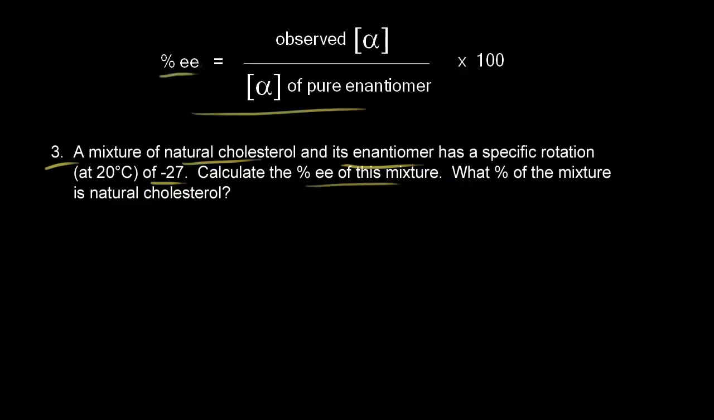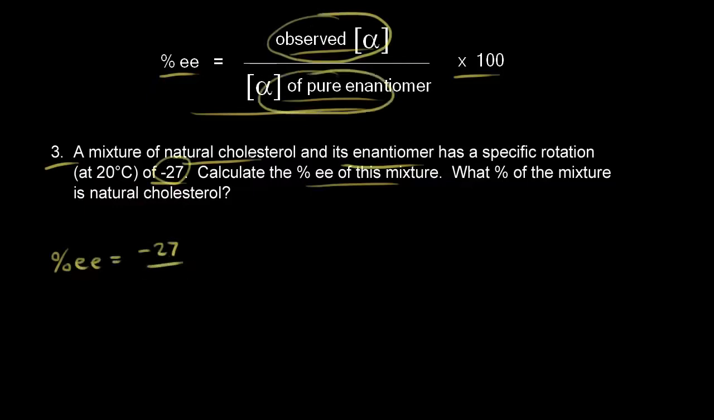The percentage enantiomeric excess is equal to the observed specific rotation divided by the specific rotation of the pure enantiomer. And to get a percentage, we multiply by 100. So the percent enantiomeric excess is equal to the observed specific rotation, which is negative 27. So we write that in here. We divide that by the specific rotation of the pure enantiomer. And for natural cholesterol, we saw what the specific rotation of the pure enantiomer was in the first problem. We got negative 31.5. So I write in here negative 31.5. And we multiply by 100. So that gives us our percent enantiomeric excess.